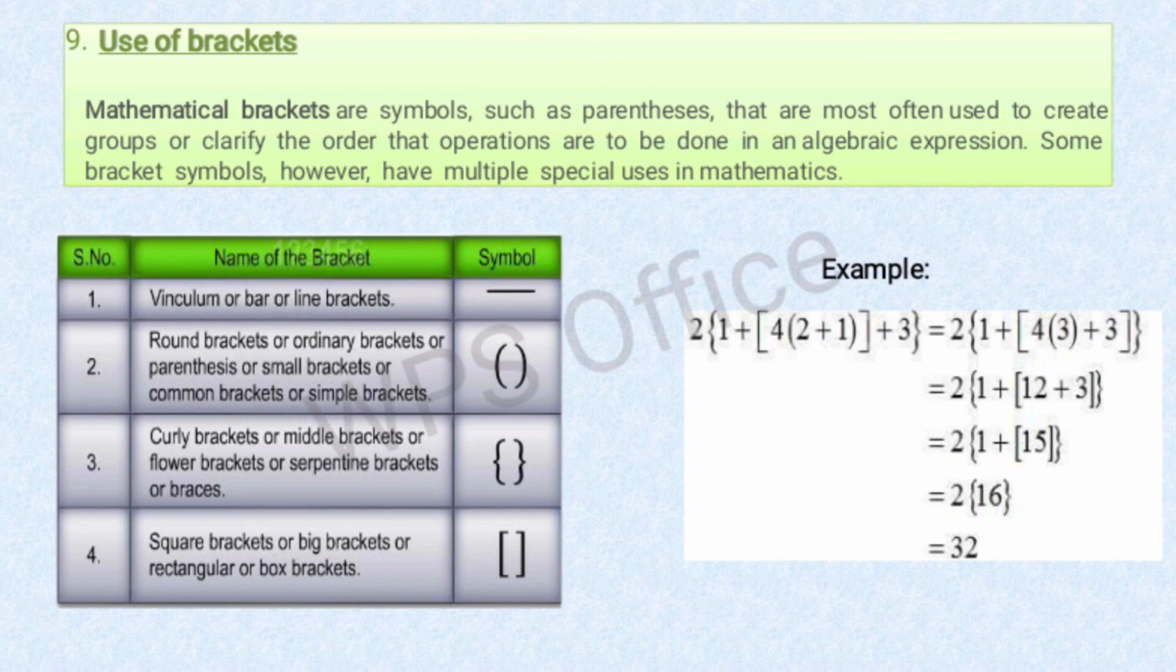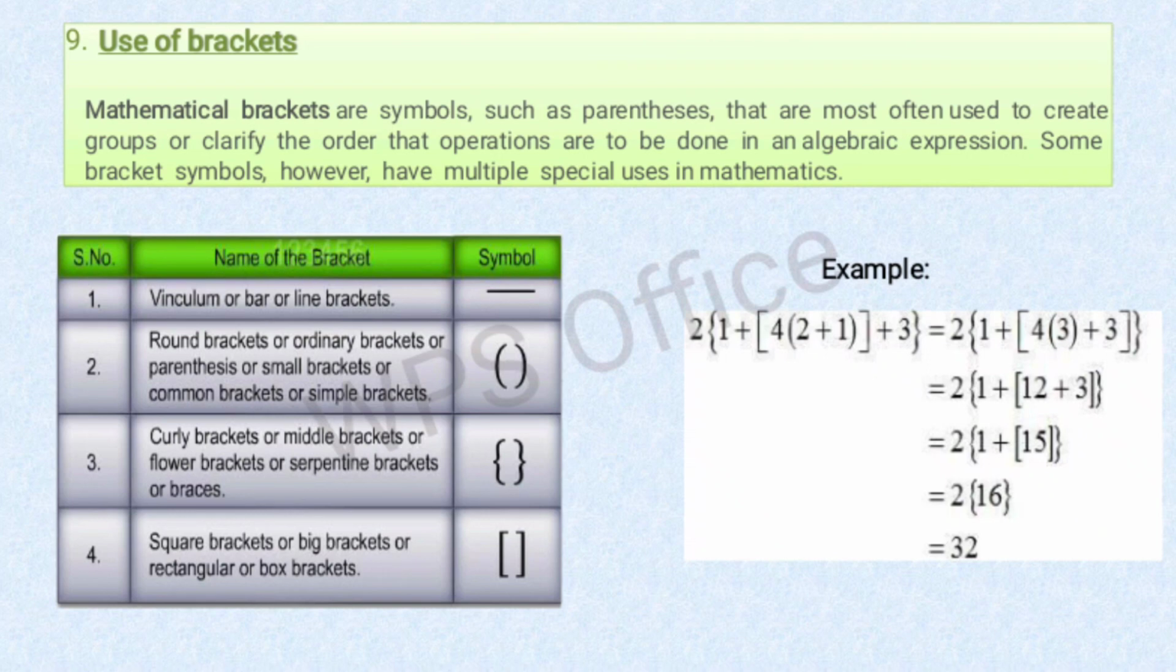Some of the symbols are the vinculum or bar or line brackets. Curved brackets: these are curly brackets or middle brackets or flower brackets or serpentine brackets or braces. Circular brackets: these are round brackets or ordinary brackets or parentheses or small brackets or common brackets or simple brackets. Square brackets: these are square brackets or big brackets or rectangular or box brackets.